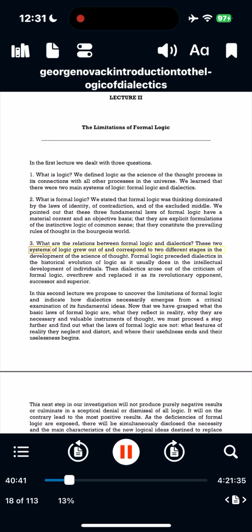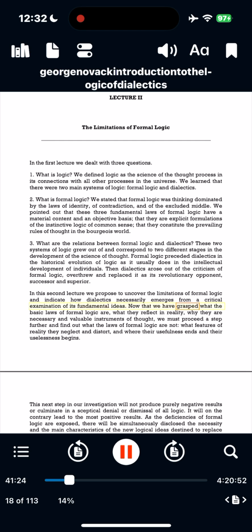These two systems of logic grew out of and correspond to two different stages in the development of the science of thought. Formal logic preceded dialectics in the historical evolution of logic, as it usually does in the intellectual development of individuals. Then dialectics arose out of the criticism of formal logic, overthrew and replaced it as its revolutionary opponent, successor and superior. In this second lecture we propose to uncover the limitations of formal logic and indicate how dialectics necessarily emerges from a critical examination of its fundamental ideas.